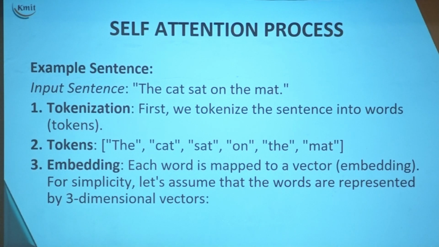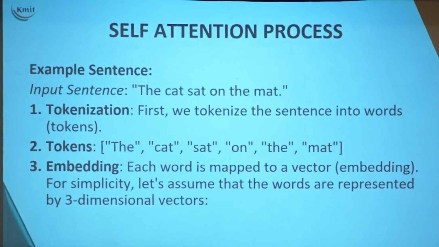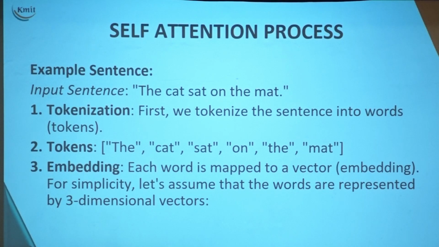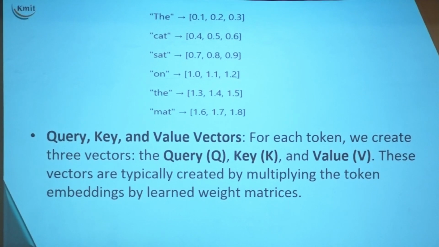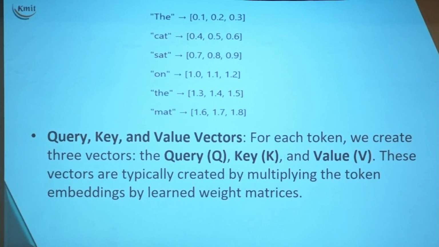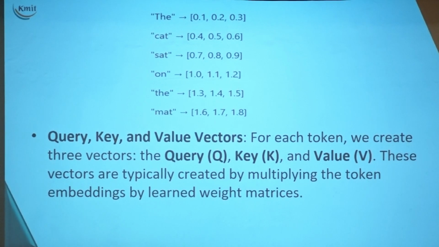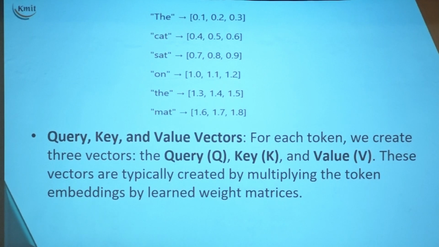Now, see the example sentence over here: The cat sat on the mat. First, we will tokenize it into a set of tokens, the, cat, sat, on, the, mat, and we will embed it into vectors. Word embedding is done over there. Suppose I am representing them in vector size 3. So the cat sat on the mat is represented in the form of its word embedding. This is a sample I am showing. For each token, we will now create three separate vectors. What are they? Query, key and value. These vectors are typically created by multiplying the token embeddings by learned weight matrices.